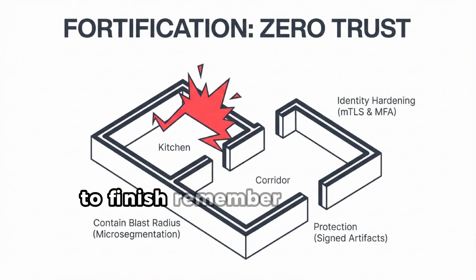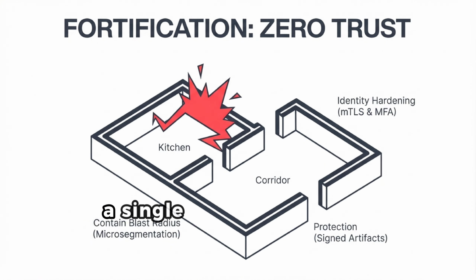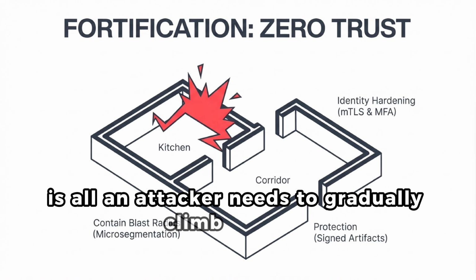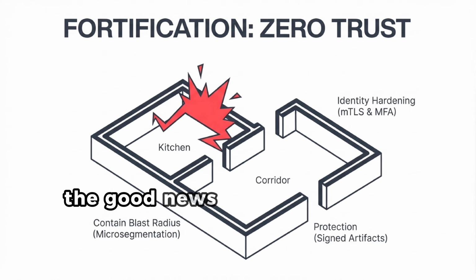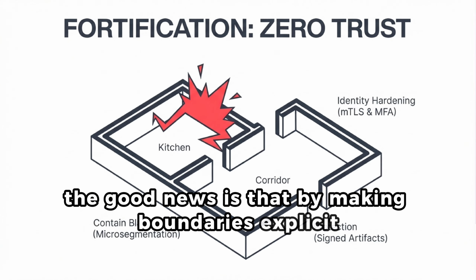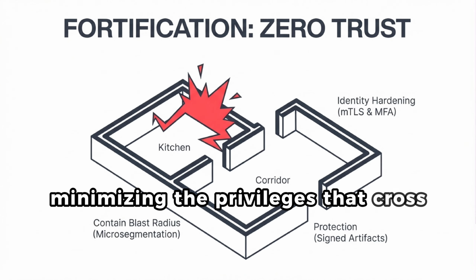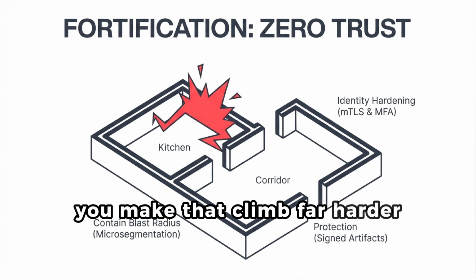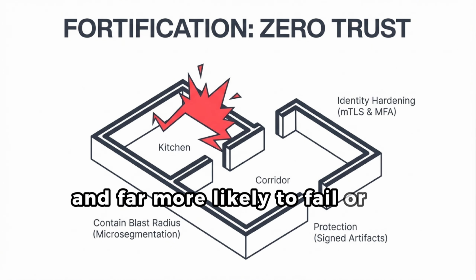To finish, remember the castle analogy. A single open service gate, an unattended key, or a forgotten back door is all an attacker needs to gradually climb into the treasury. The good news is that by making boundaries explicit, minimizing the privileges that cross them, and watching crossings closely, you make that climb far harder and far more likely to fail or be detected.